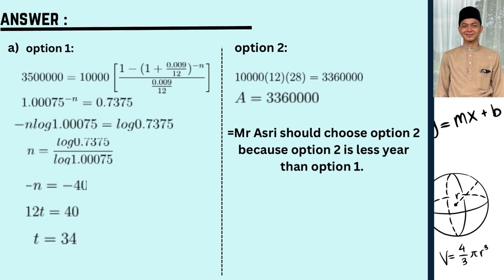Option 2 is 10,000 times 12 times 28, and we get 3,360,000 ringgit. Now we compare the two options, and we write the answer. The answer is option 2.